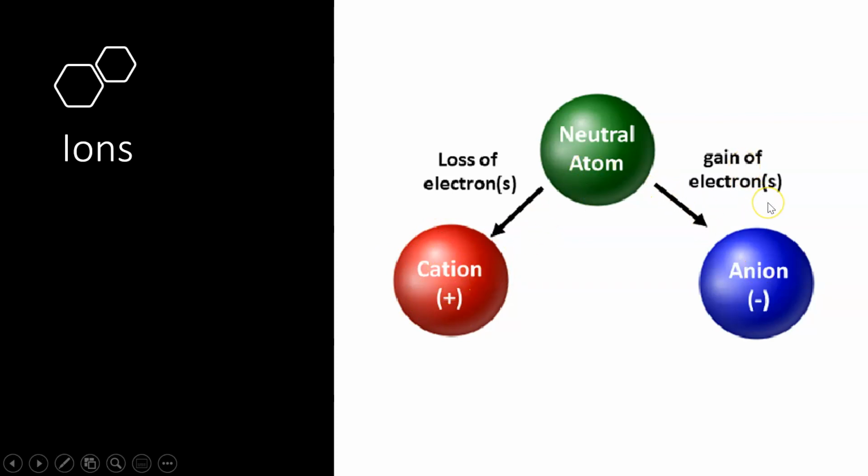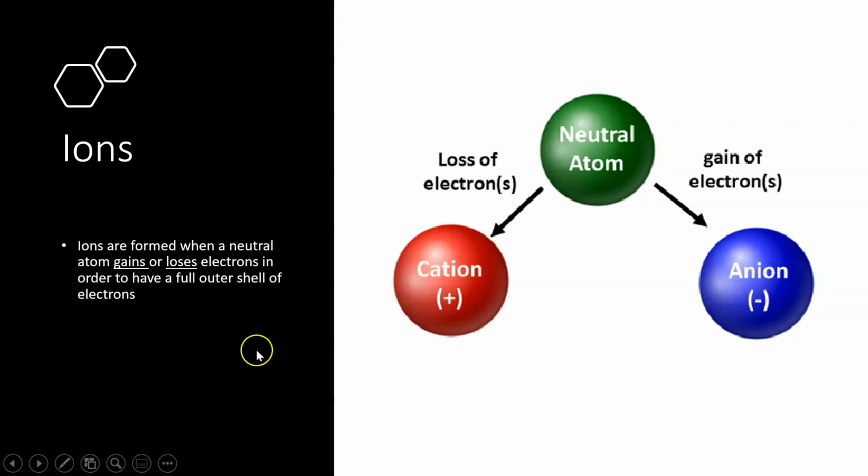Anions, they gain electrons. They take them on, so now they've got more electrons than protons, so they have a negative charge, okay, and they're generally our non-metals. They are our non-metals.